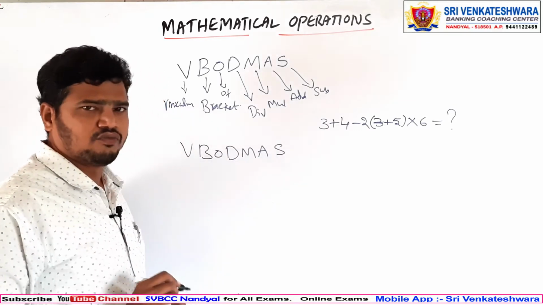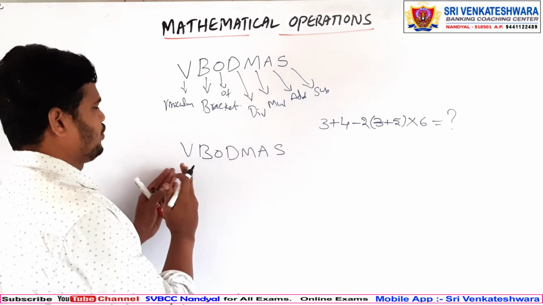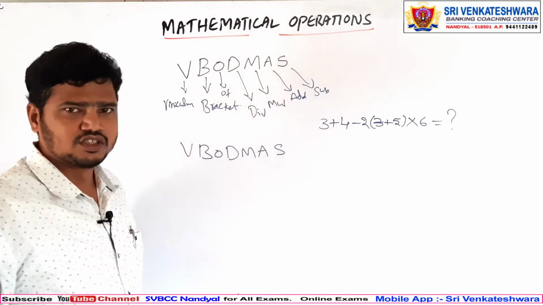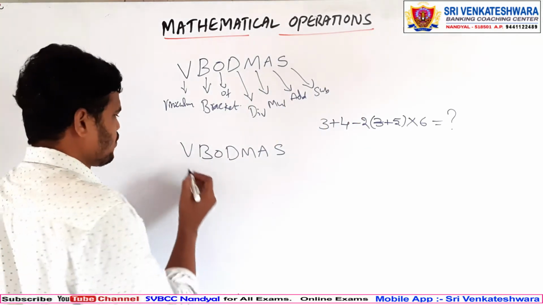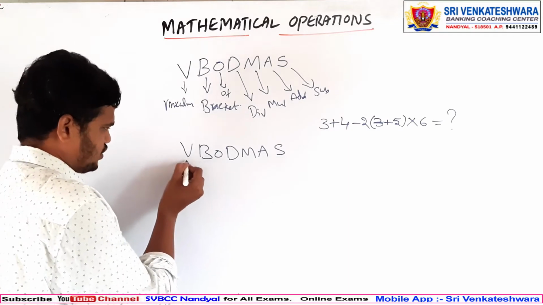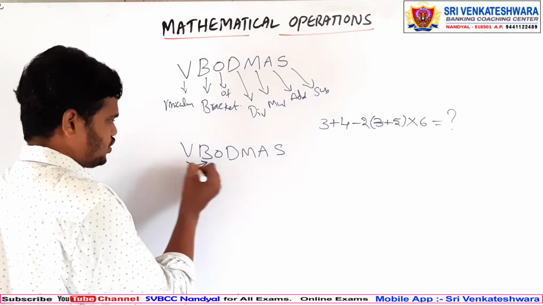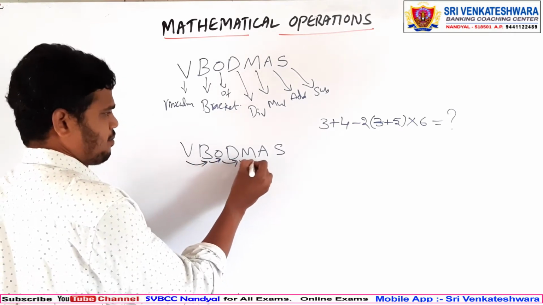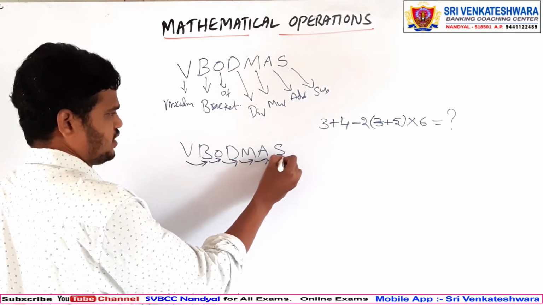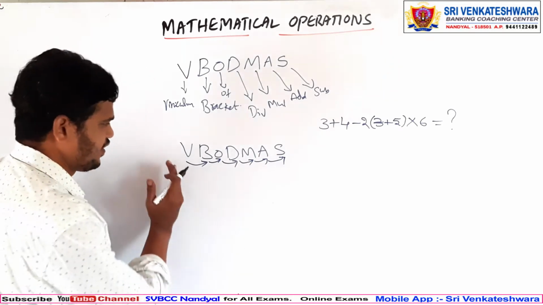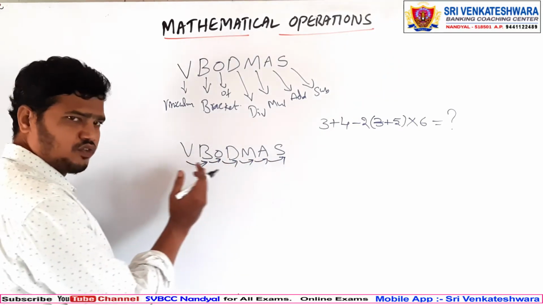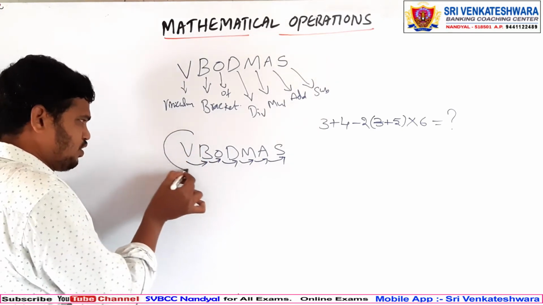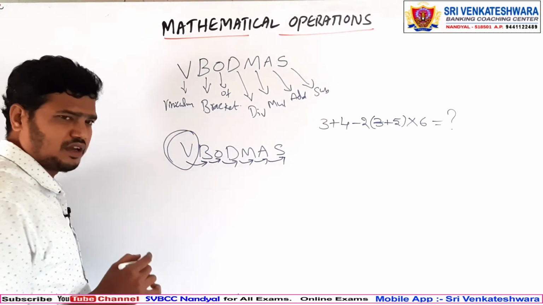How do you follow this, from left to right? Whenever you have any expression, first you need to start from this: first V, vinculum, next brackets, of, division, multiplication, addition, subtraction. In this manner you can solve your problem. First you need to go for the vinculum. I will give one simple explanation. What is the vinculum bracket?